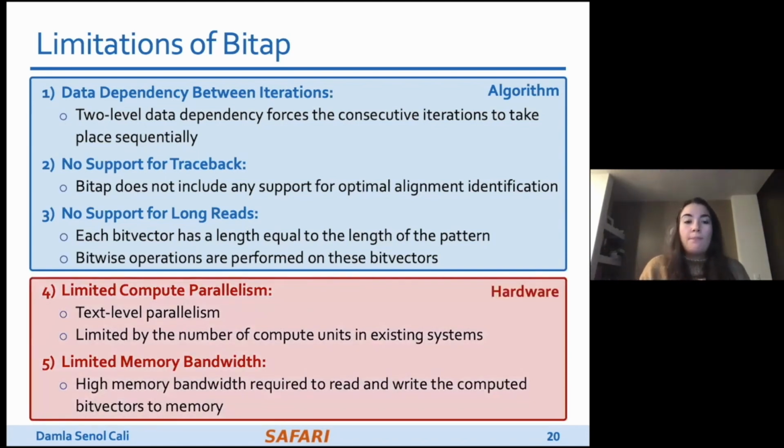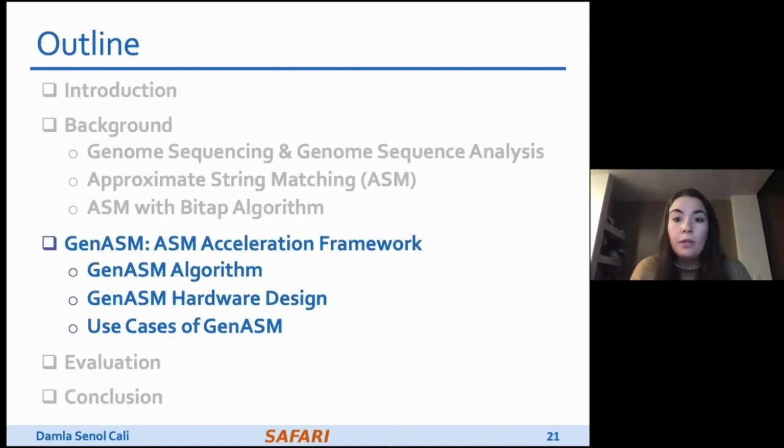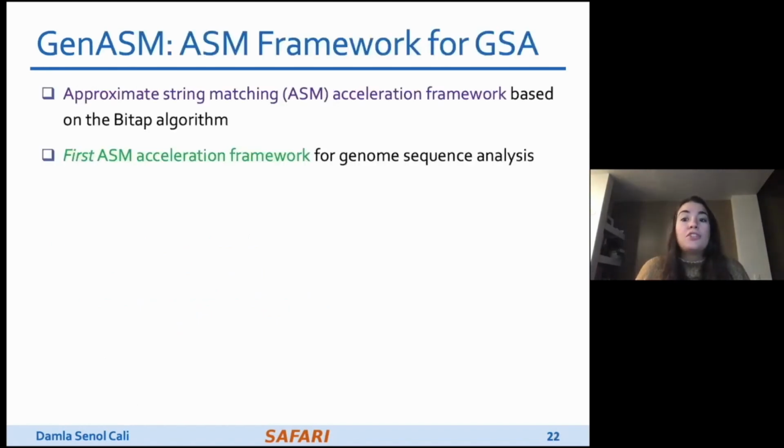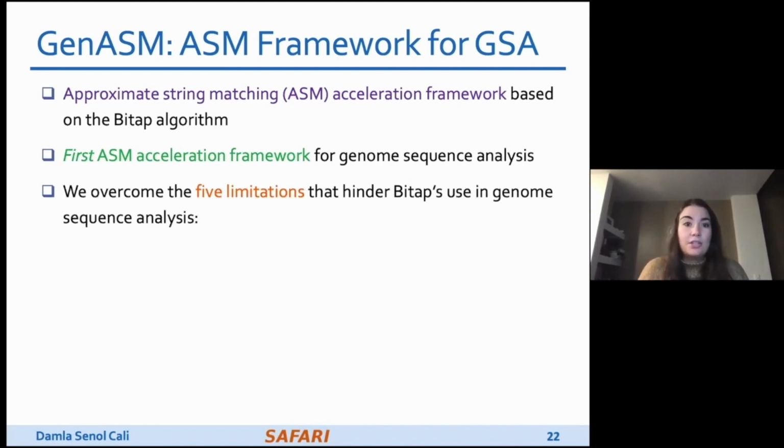So in order to overcome all of these limitations and design an efficient accelerator, we find that we need to both modify and extend the Bitap algorithm and develop specialized hardware that can exploit the new opportunities that our algorithmic modifications provide. To this end, we propose GenASM, an ASM acceleration framework for genome sequence analysis. To our knowledge, GenASM is the first ASM acceleration framework for genome sequence analysis, and it is also the first that enhances and accelerates Bitap. So we make significant modifications to Bitap in order to overcome those 5 limitations.